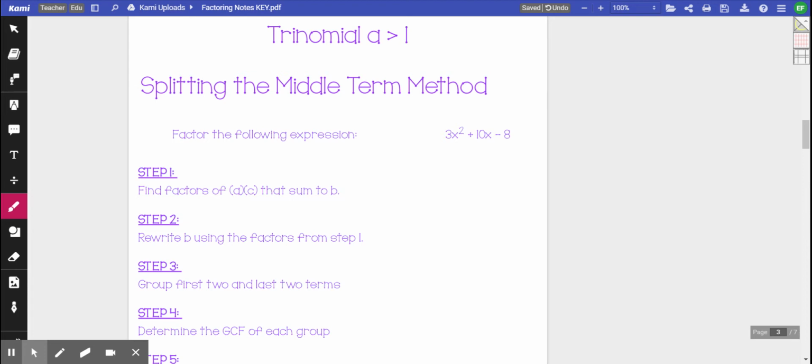So keep in mind you'll have your choice as to which method you prefer. Both methods will require you to start out by multiplying your a and your c term. So a is 3, c is negative 8.